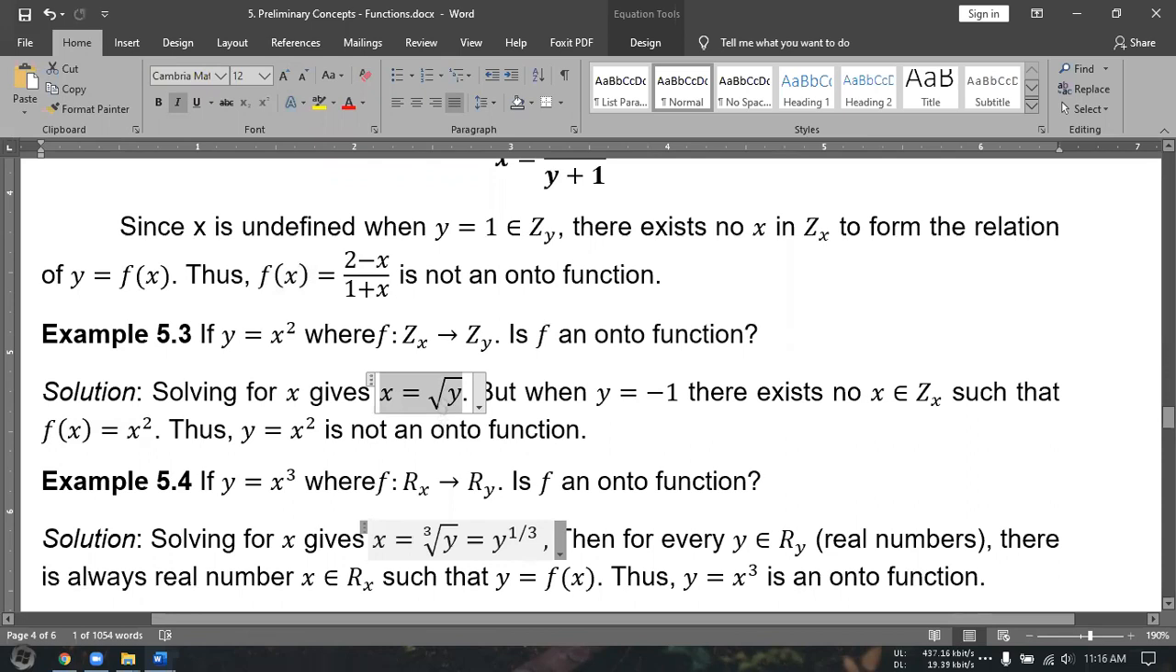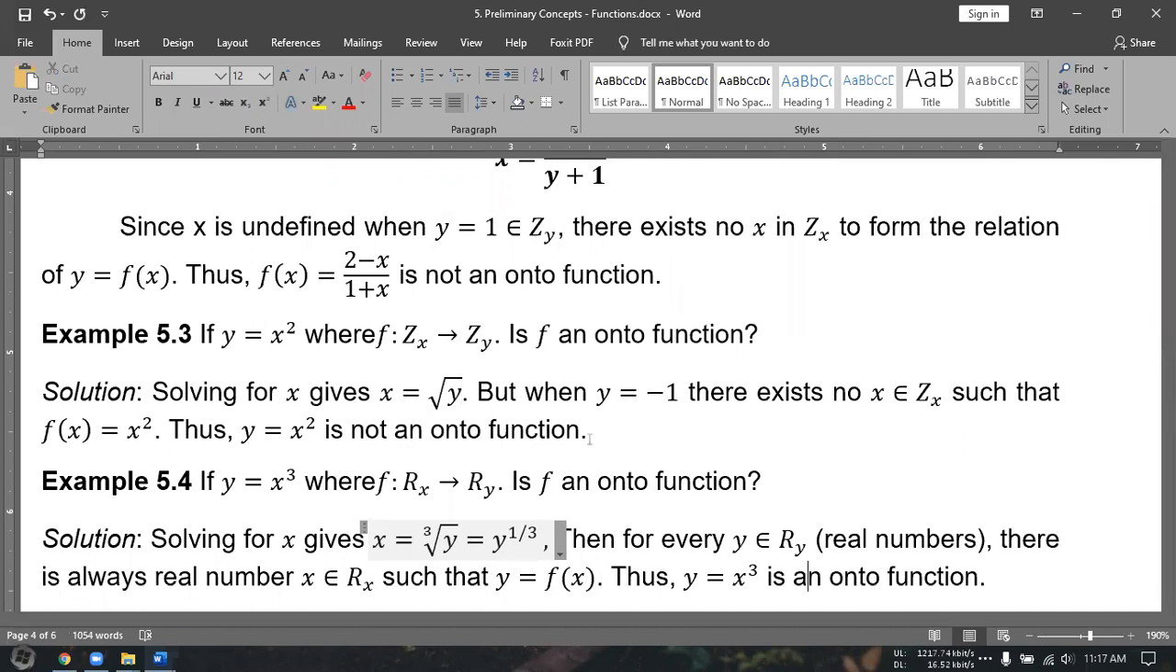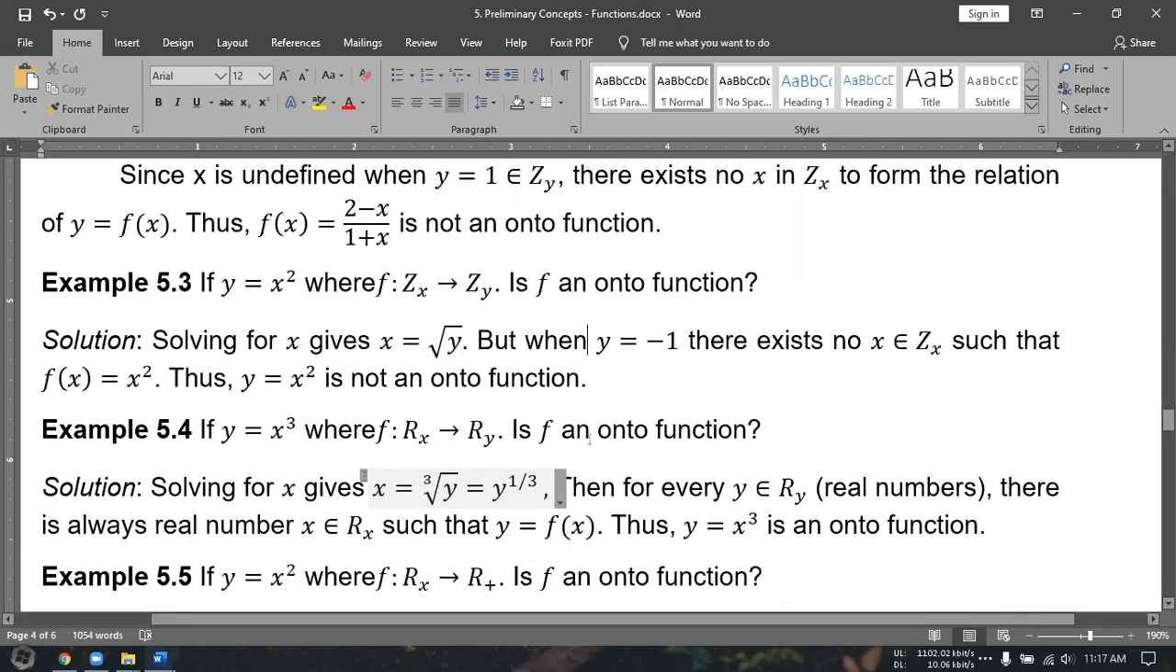Yun. Tama yung sinabi ko kanina, upon isolating x. Upon isolating x, if the function obtained is rational or radical, where the index is even, magiging not onto yung function natin. But if not, then the function is onto. Example tayo.